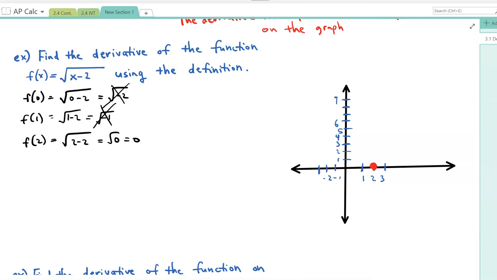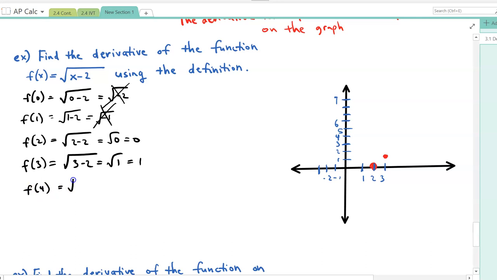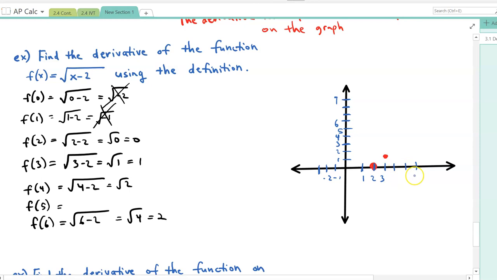What about when x is 3? F of 3. We're plugging 3 into our x value. Square root of 1 is 1. So when x is 3, you get 1. And what about when x is 4? You get 4 minus 2, which is radical 2. When x is 5, when x is 6, I'm going to use x equals 6, you'll see why right now. 6 minus 2 is the square root of 4, which is 2. So when x equals 6, our y value is 2. If you connect those red dots, your graph looks something like that. That's our f graph, radical x minus 2.